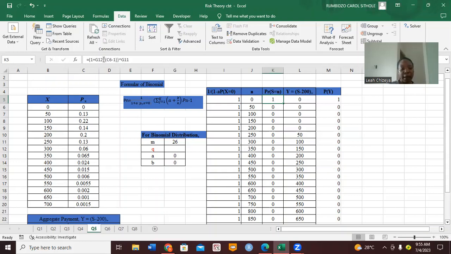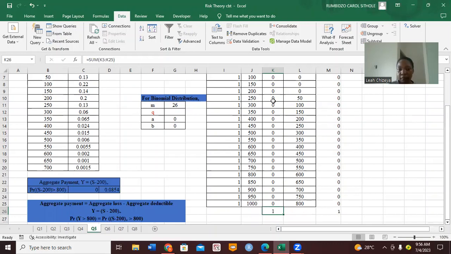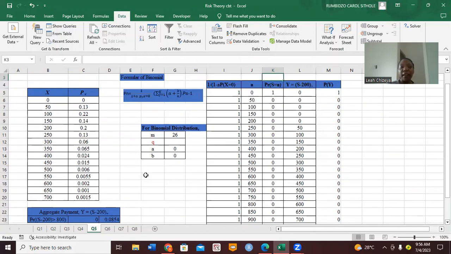But with the first one, we just use 1 plus Q multiplied by probability of 0, minus 1 to the power G11, which is our M. We can also see from the recursive formula that it starts from J equal to 1 to K. This explains why the probability when N or S is equal to 0 has a slightly different formula. From 50 right up to 1000, we use the recursive formula respectively, referring to this cell and also A plus B and probability of N minus 1, which will be the previous cell, as we can see here.